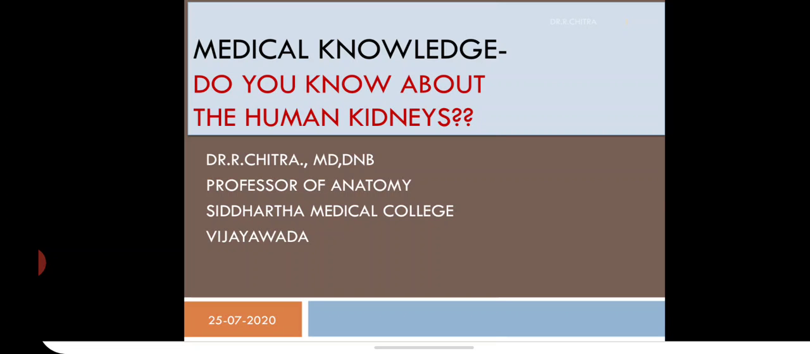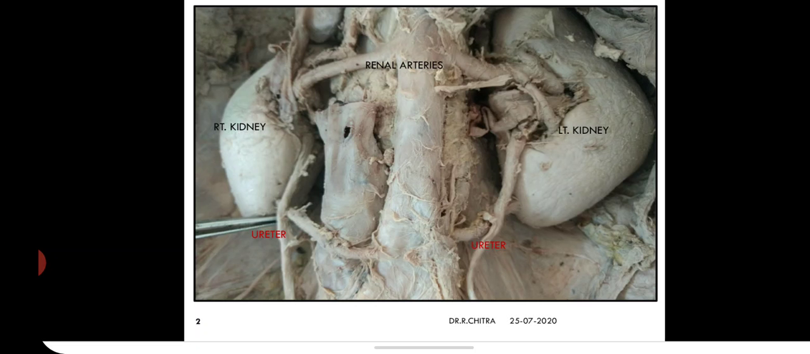Now we will see about the human kidneys. So this is the original human kidneys picture in situ. In the posterior abdominal wall it is taken. You can see in this right kidney, left kidney and two ureters. They are the two tube-like passages. They carry the urine from the kidneys. They are marked as ureter, right and left on the two sides.